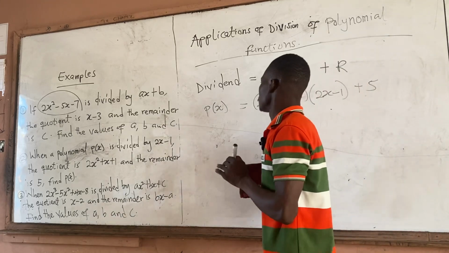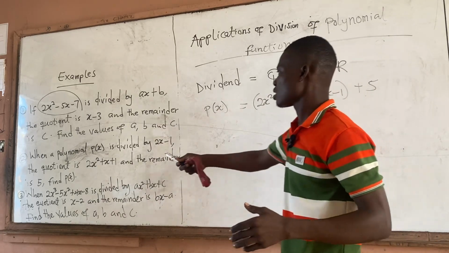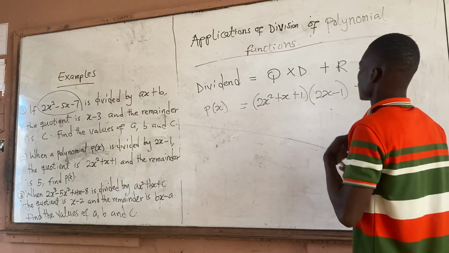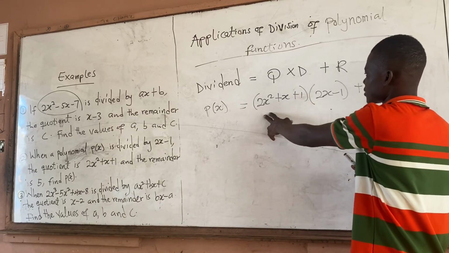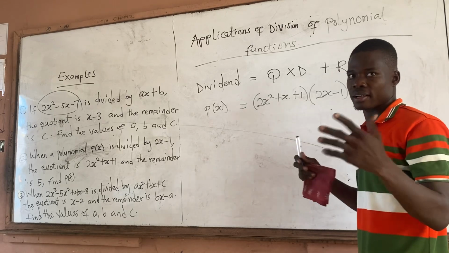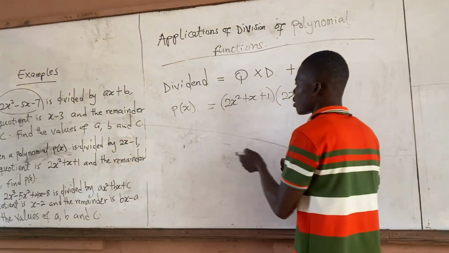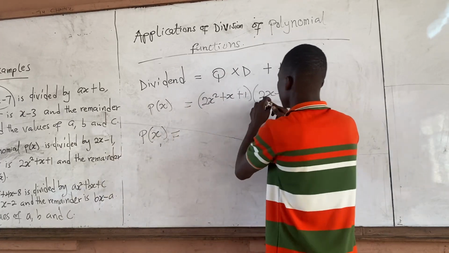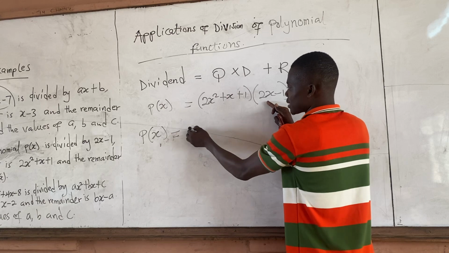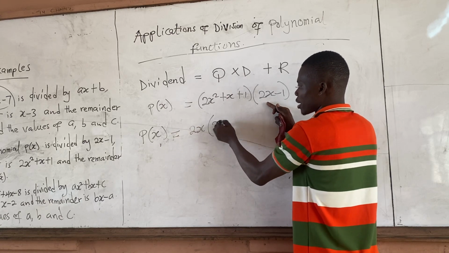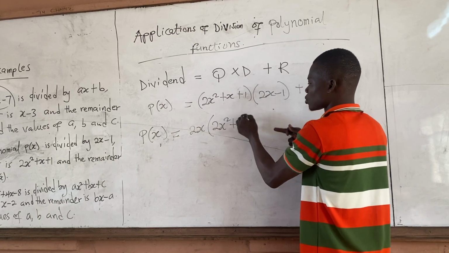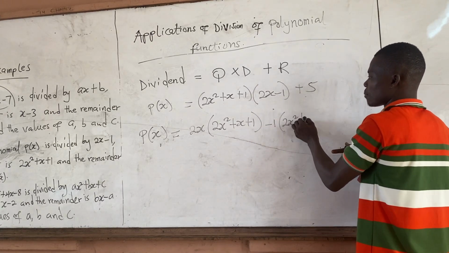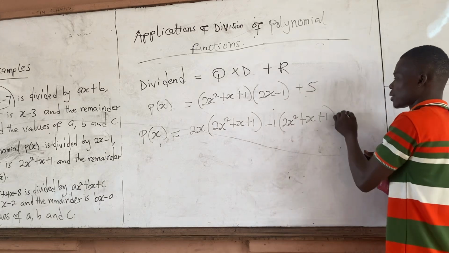So now, the question says we should find P of x. It's a matter of taking your time, using this bracket to expand this bracket, simplifying everything collectively, and getting to your function P of x. So our P of x, that's the dividend, is equal to, taking the 2x to expand this bracket, we have 2x(2x squared plus x plus 1) minus 1(2x squared plus x plus 1) plus 5.